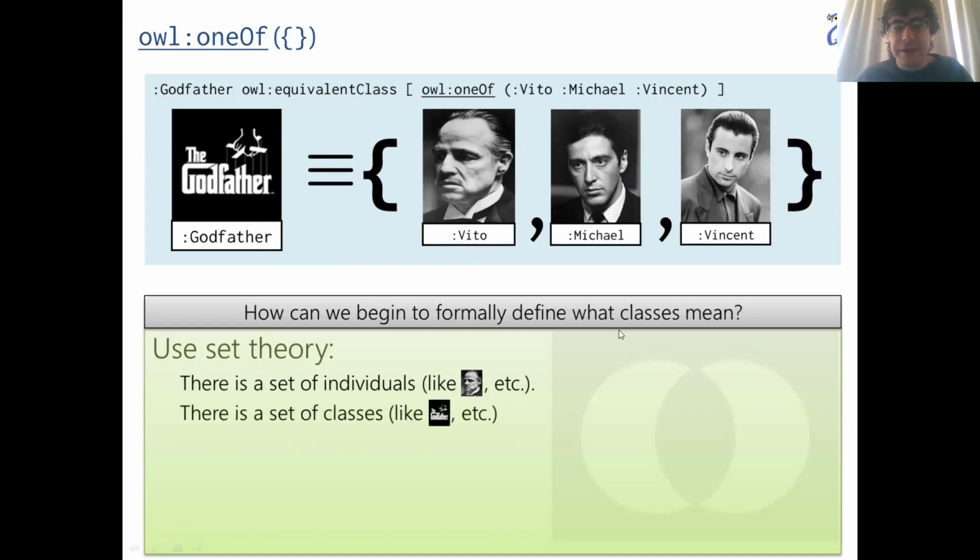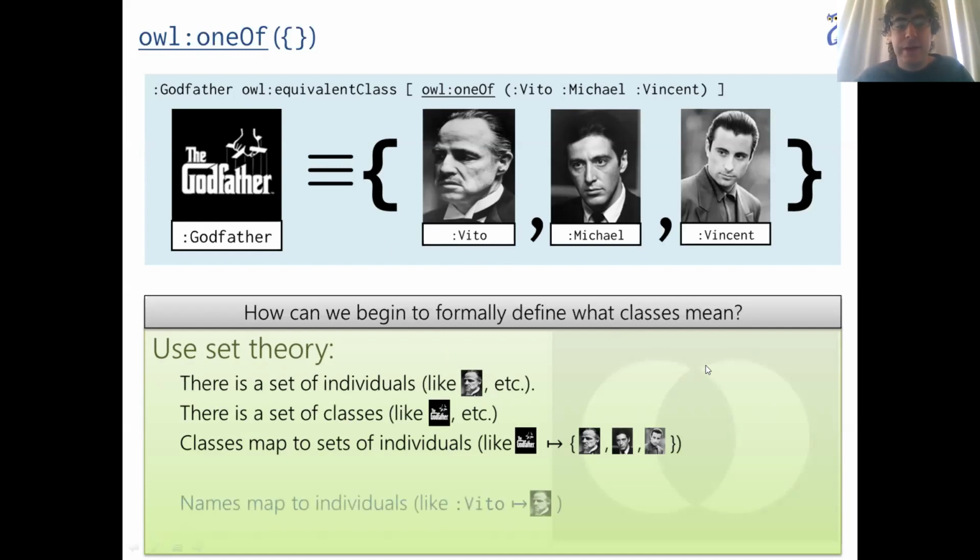There's a set of classes. Okay, there is a mapping from classes to sets of individuals. Like we can map from Godfather to the elements, the entities in that set, and we can map names to individuals. So we can map from Vito and say that Vito is a reference to this element here, an individual, and this element is in the class of the Godfather.